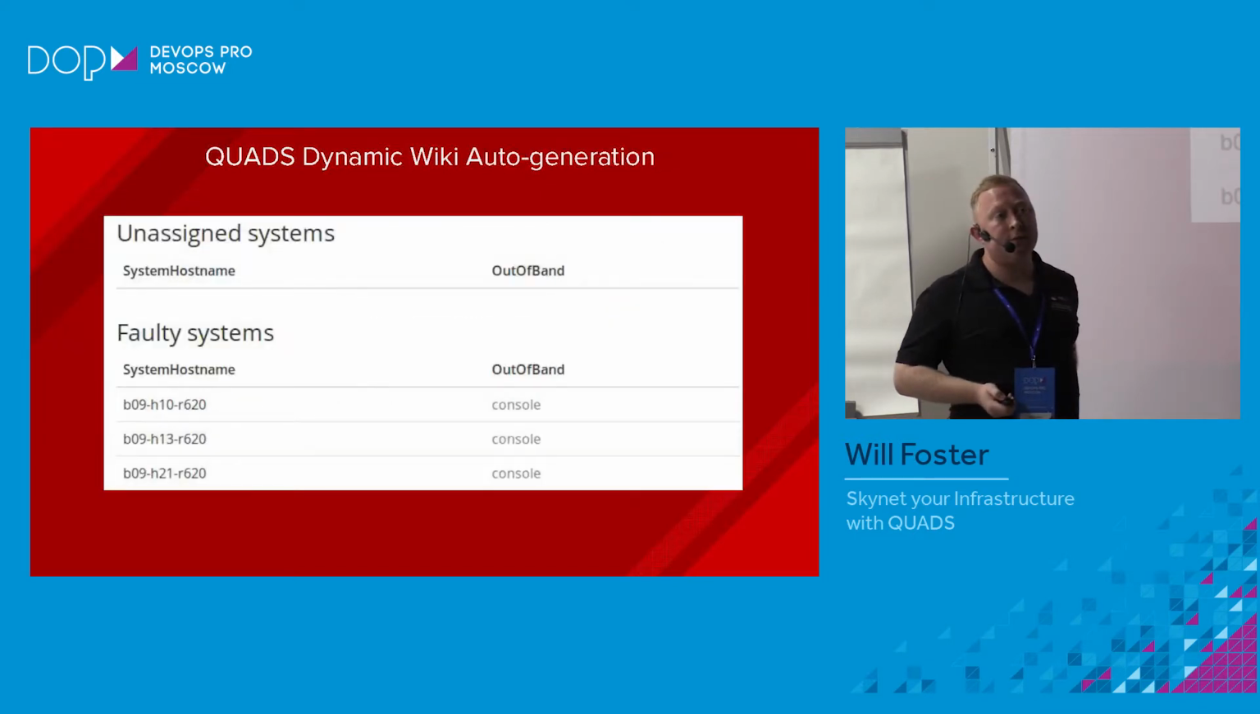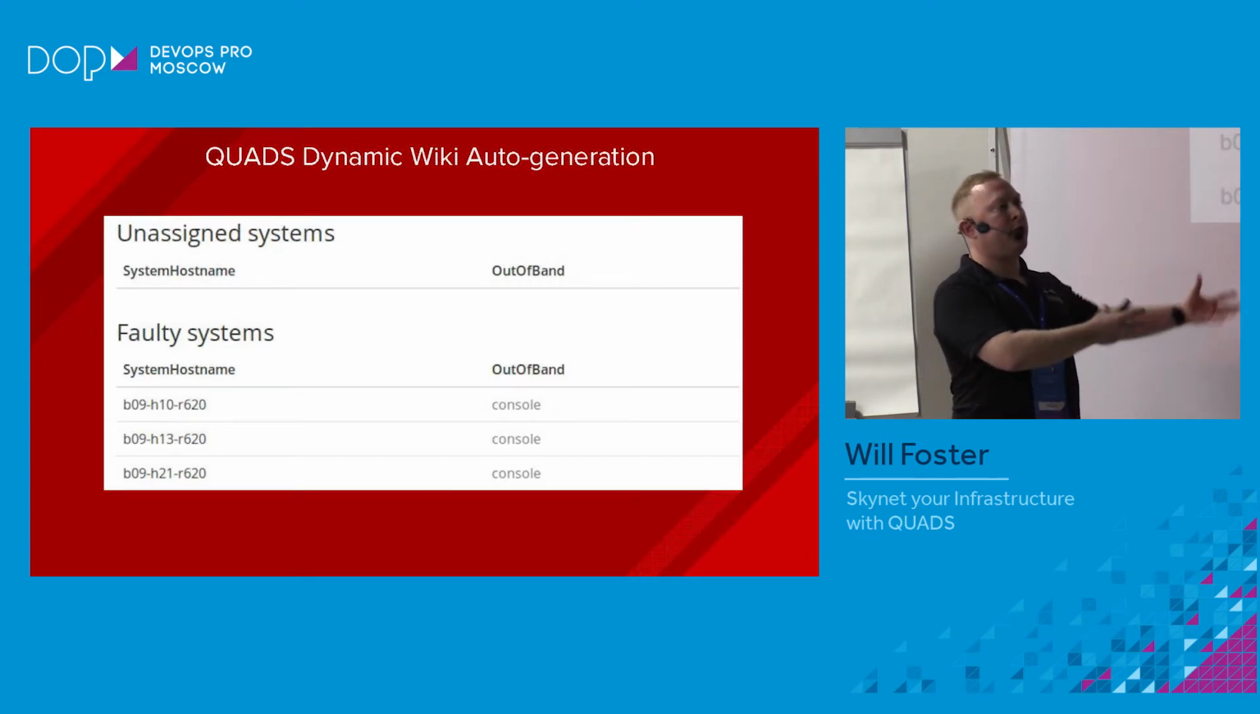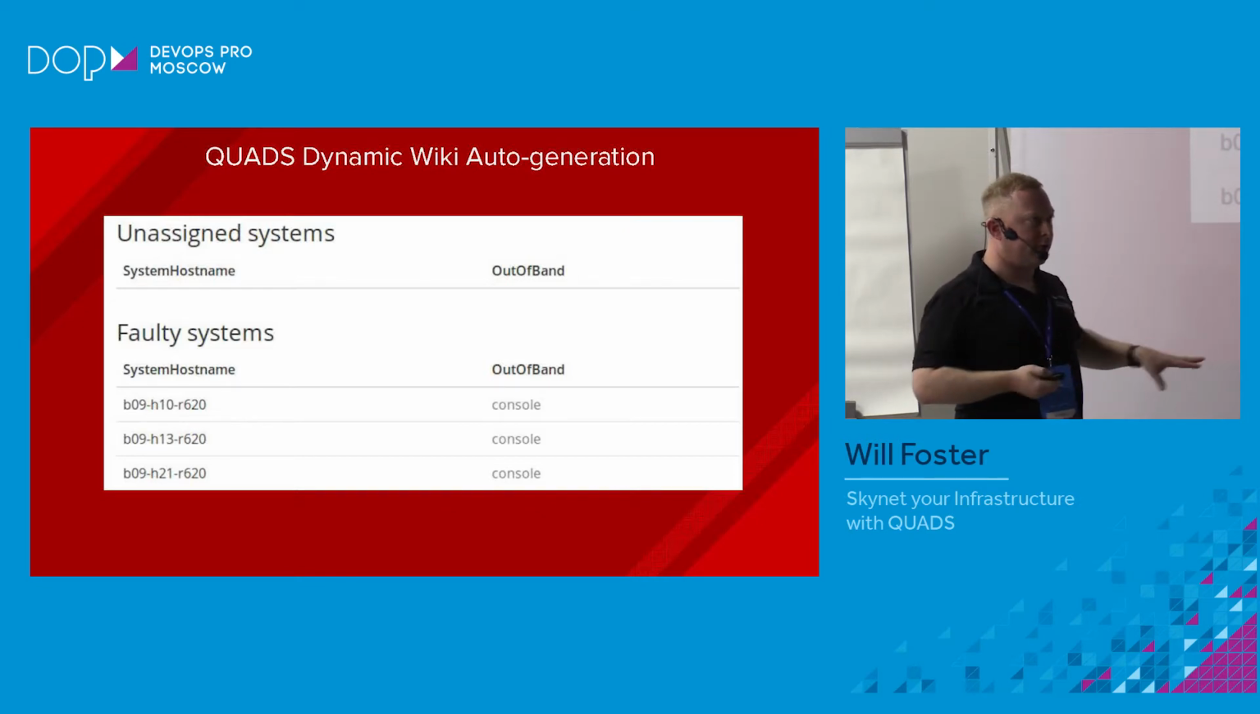We can tag faulty systems. So if there's something wrong with the hardware, we can just add a key value pair of faulty. It removes itself from the provisioning pool, and it puts it into the check this machine pool for the people that are physically on the location where the hardware lives.